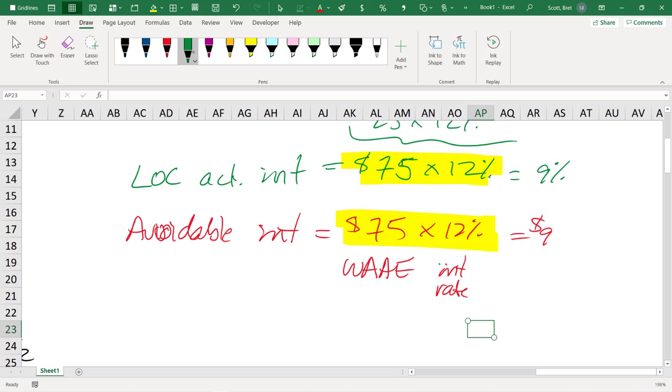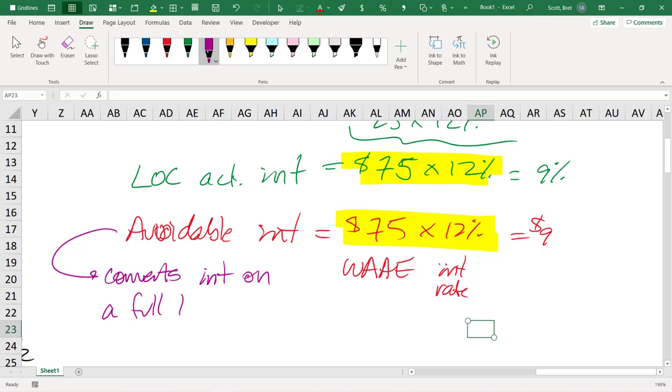So what's the whole avoidable interest thing? Again, avoidable interest effectively converts interest on a full loan into interest on a line of credit.